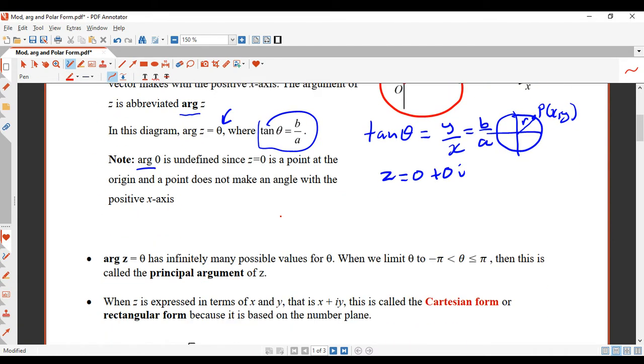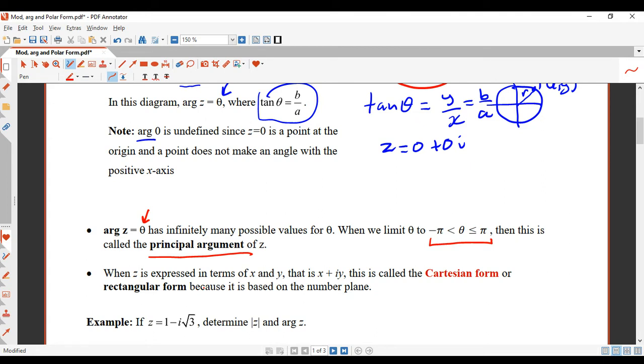So because of that, we tend to limit what theta will be. When we limit theta to between minus pi and pi, we call that the principal argument of z. So we know that theta has infinitely many possible values. We know that for a fact. So just so we can make it more efficient, we limit theta to between minus pi and pi whenever possible. That's called the principal argument of z.